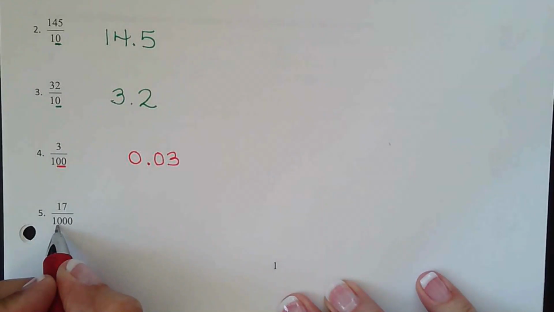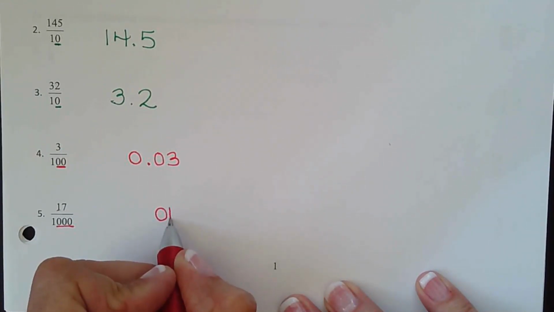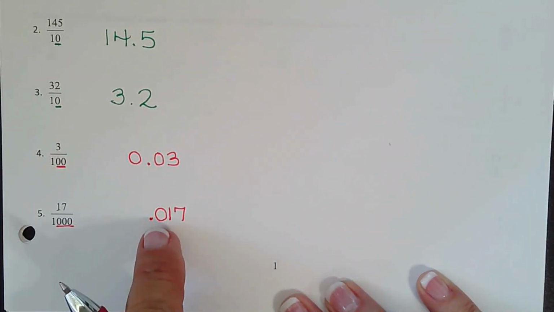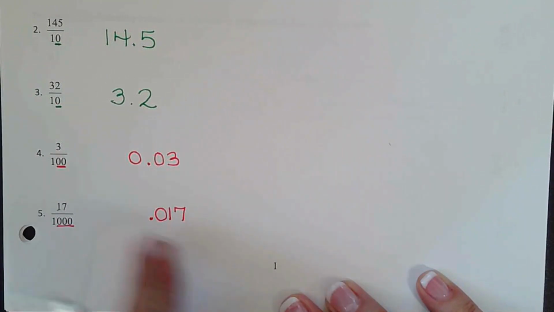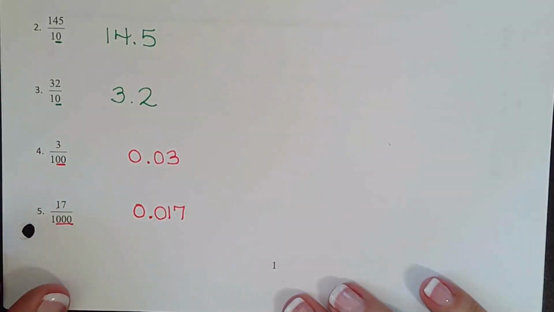This one needs 3 decimal places and 17 is only 2 numbers. So again, that means you need to add a 0 in front to get your 3 decimal places, 0.017, because the number always goes at the end. The zeros are added in front of it, and then we place a 0 in front.